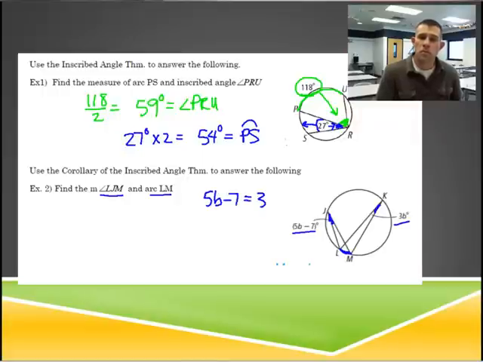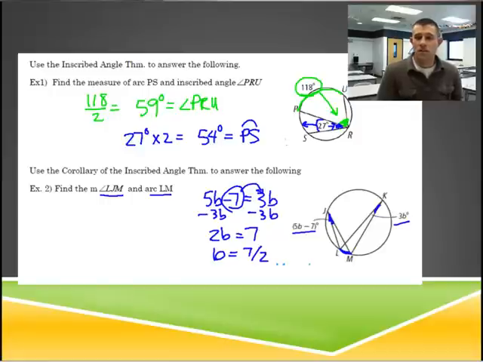So 5b minus 7 is equal to 3b. I'm going to subtract 3b from both sides, and that gives me 2b, and now I need to add this 7 over to the other side, which there's just 0 there. So if I add 7 to 0, I get 7. So b is equal to 7 divided by 2, which is 3.5.